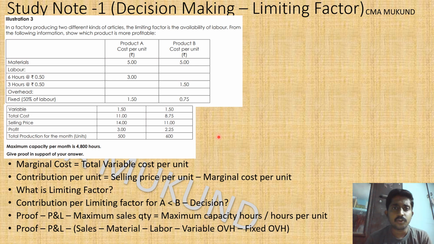What is the sales? What is the material cost? What will be the labor cost? What will be the total variable cost? And what will be the fixed cost? Putting all together, what will be the profit? The consolidated profit, multiplied by the quantity for product A and product B, will be the maximum for one of them. So this is the proof. You can draw the P&L, and that will be the proof for your decision.